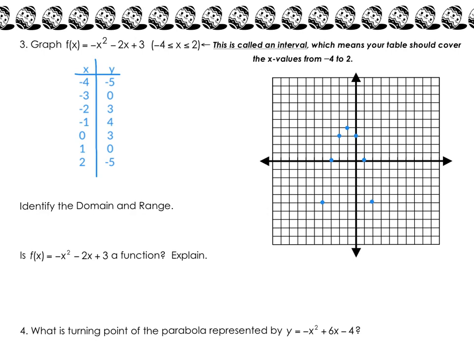Now, once we've plotted our points, we're going to connect with a smooth curve, but this time we're not going to put arrows because remember, it only exists between an x value of negative 4 and 2, so it needs to stop at those 2 points. And since they're included, that's why the points are solid points on the graph. Okay, so your graph hopefully looks like mine, and then the next question says identify the domain and range.